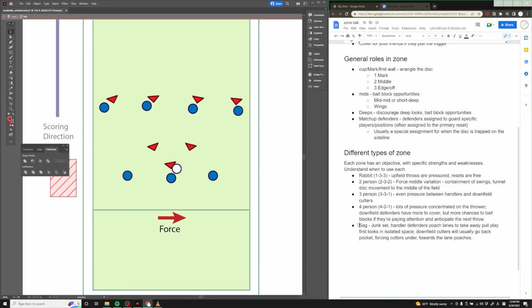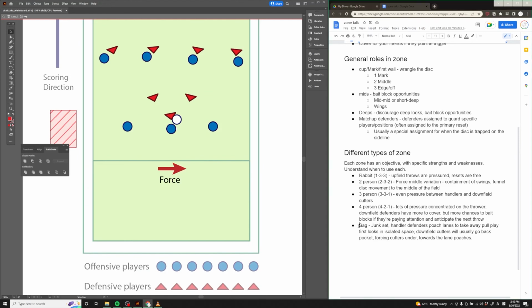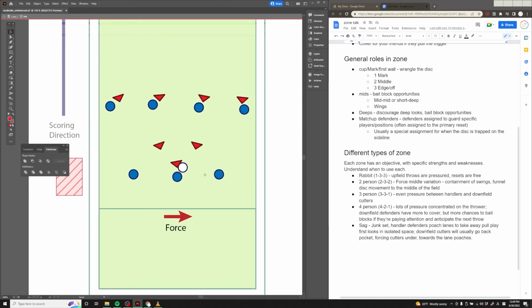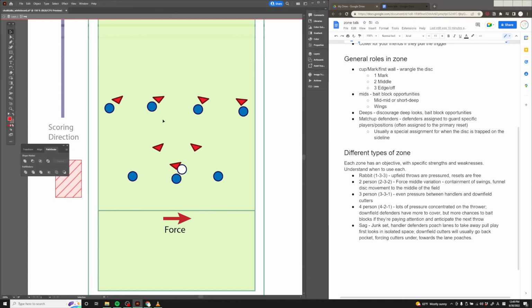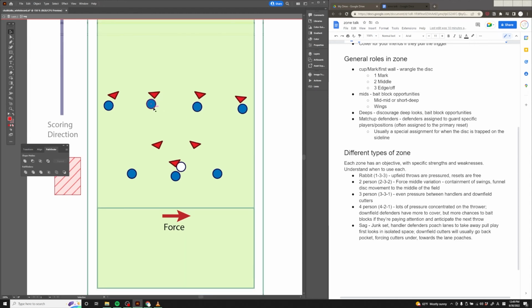Okay, now the last defense that I would like to talk about is a sag or a V cup. As you can see here, we have a 1, 2, 3 around the disc, forming a V shape. This isn't really a zone exactly, because in this setup, the defenders downfield are playing person D, and they are forcing under. So they are backing, staying behind their players, and allowing the cutters to take this underneath space.